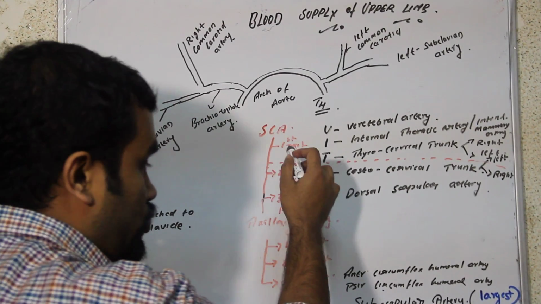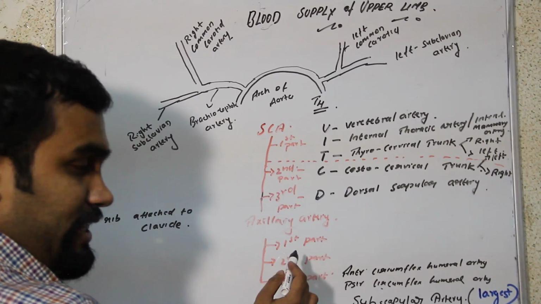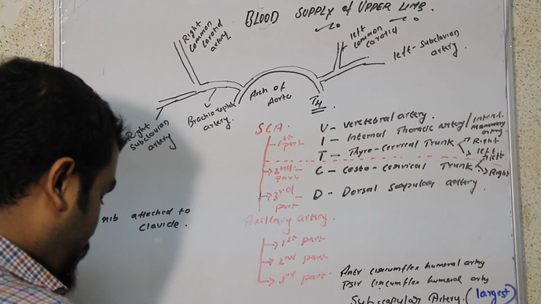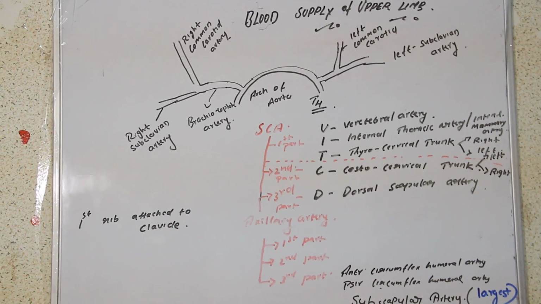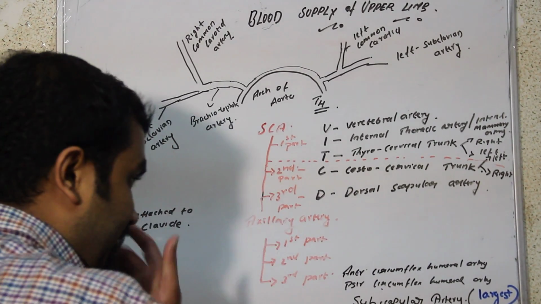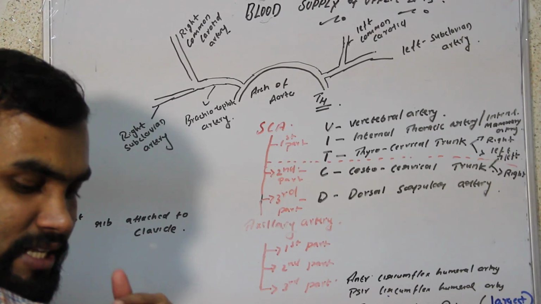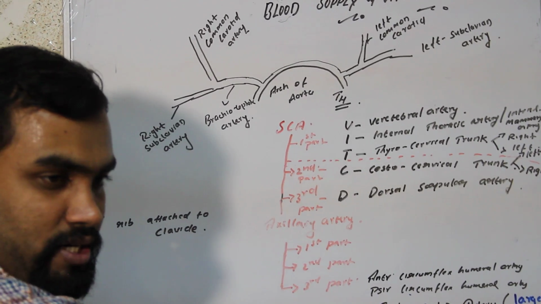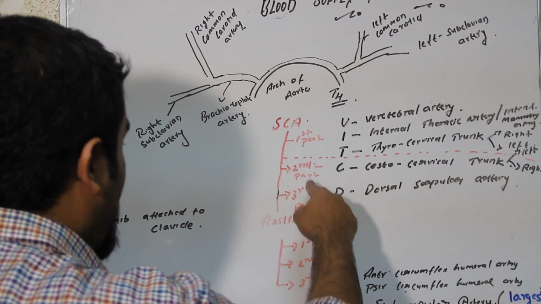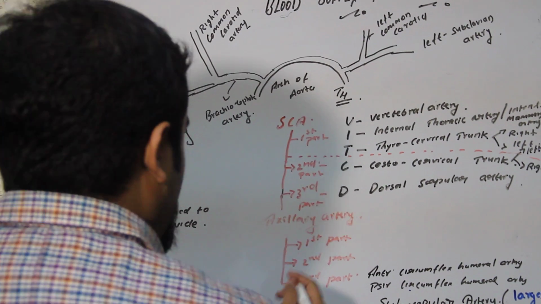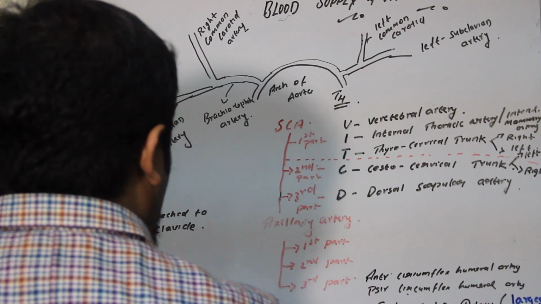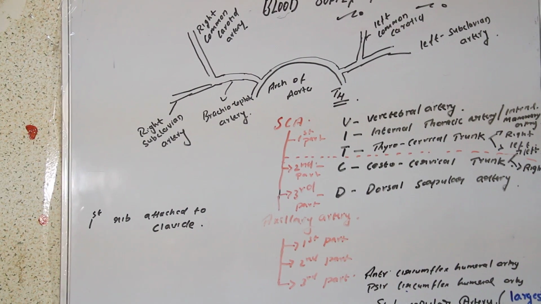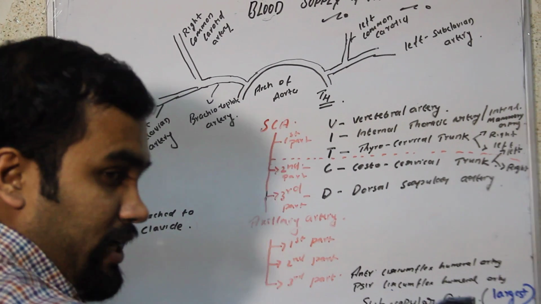Okay, so you know the subclavian artery and axillary artery. Now the next one is the brachial artery. The brachial artery is in the middle of the arm, on the lower border of teres major. So subclavian artery, axillary artery at the first rib attached to the clavicle. You have written this much, right?